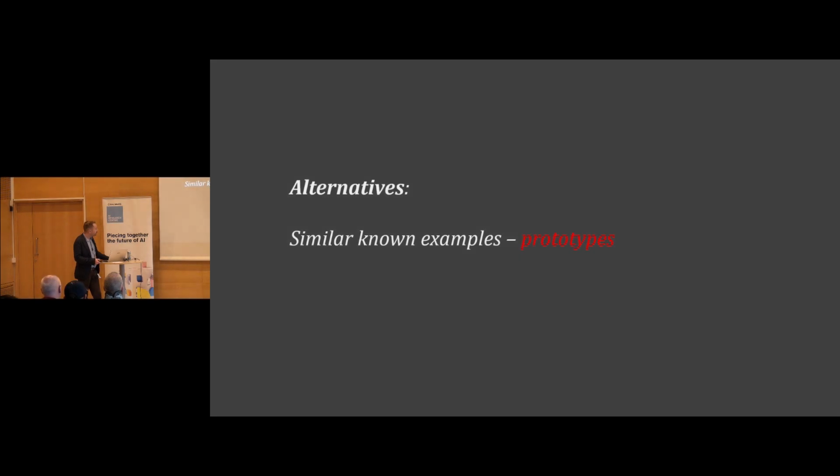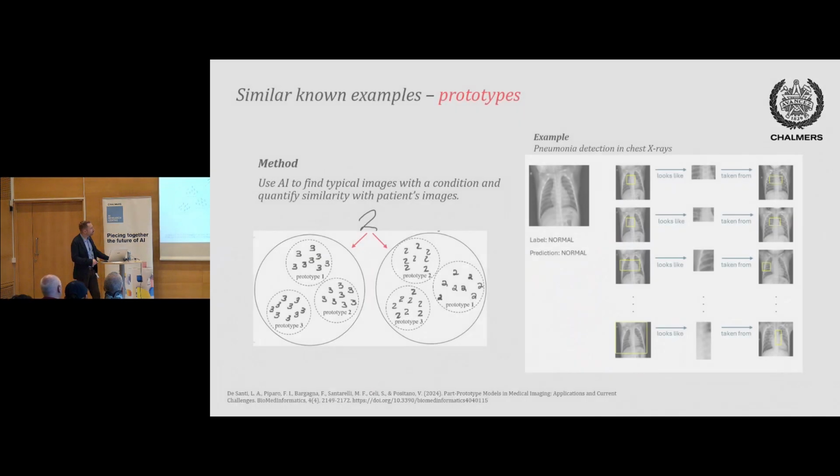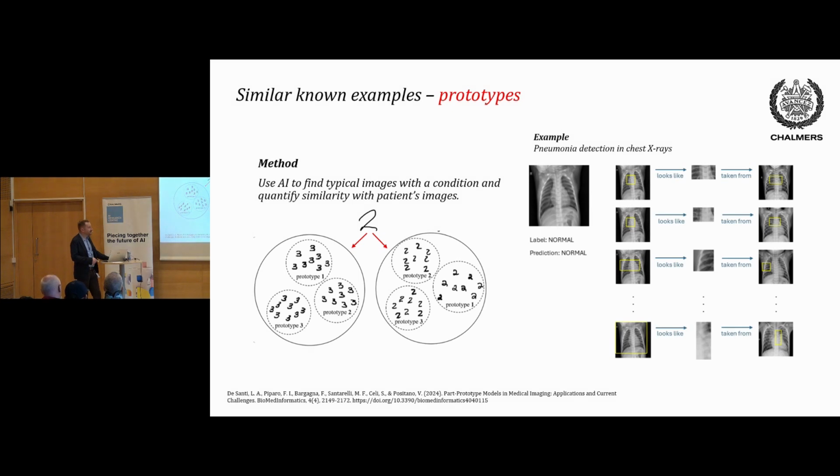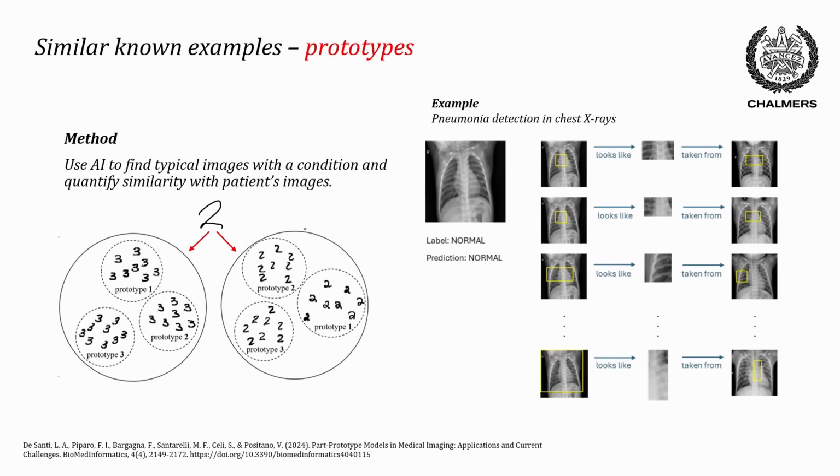Another alternative to this is to use what's called similar known examples, or prototypes. This is basically how many doctors and people work. We have a kind of database, and doctors especially, a database of, say, a patient who's healthy. What do they look like? A patient with pneumonia, what do they look like?